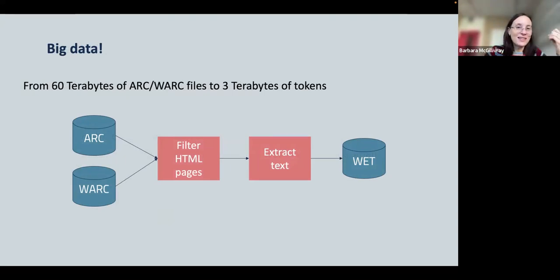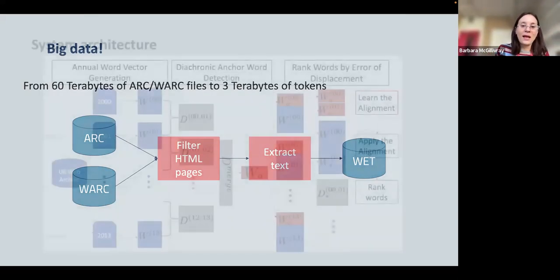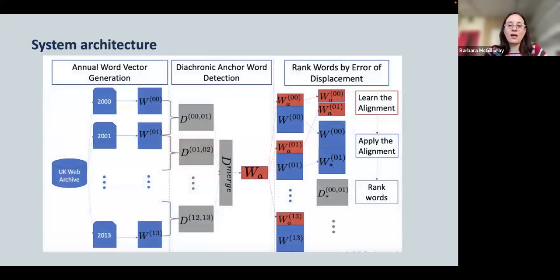So we're starting with 60 terabytes of files in a particular web format that we had to clean and extract text from, to come down to 3 terabytes of tokens. Still a massive data set that we were working with. And then we developed an algorithm that is a variation of what I presented earlier.